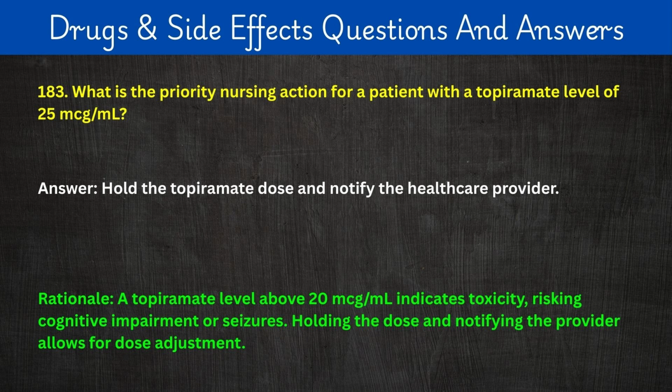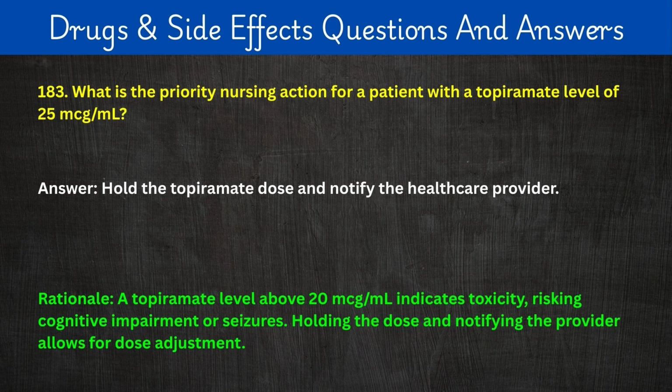183. What is the priority nursing action for a patient with a topiramate level of 25 micrograms per milliliter? Answer: hold the topiramate dose and notify the healthcare provider. Rationale: a topiramate level above 20 micrograms per milliliter indicates toxicity, risking cognitive impairment or seizures.